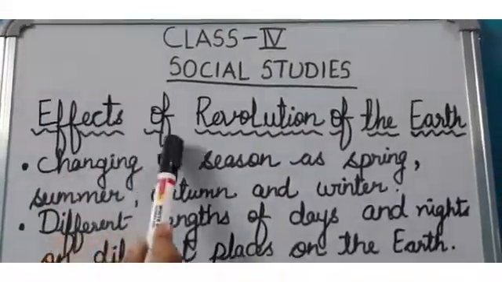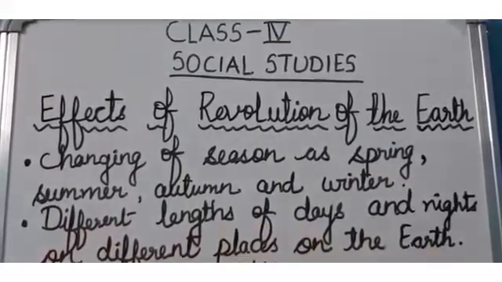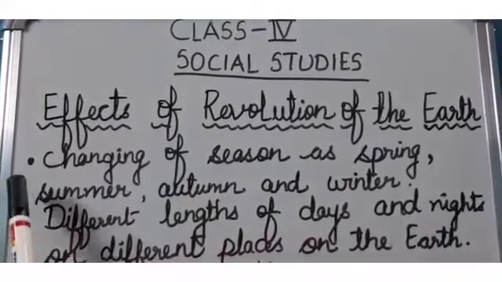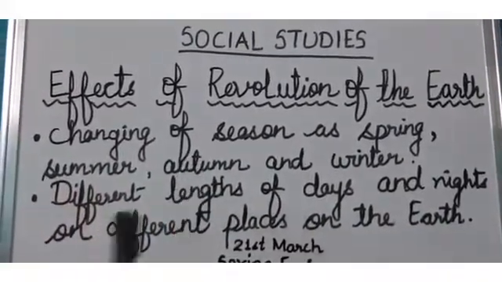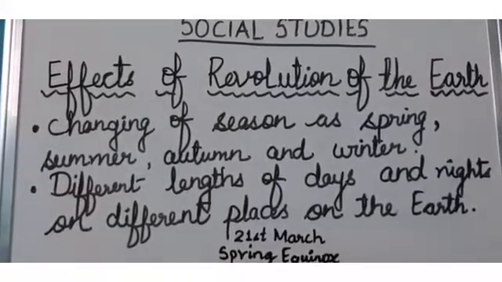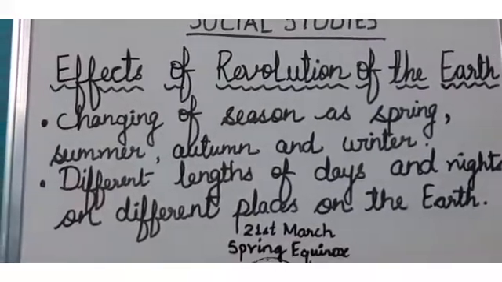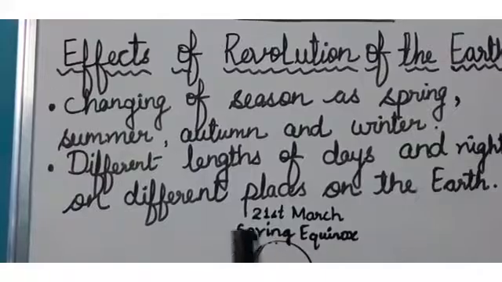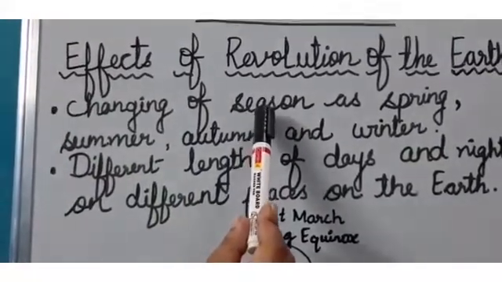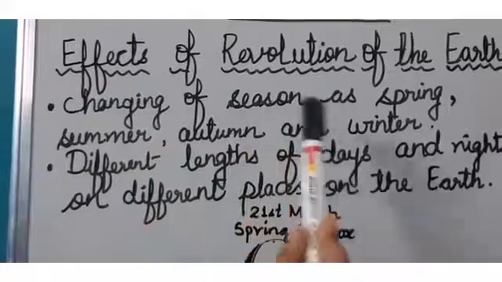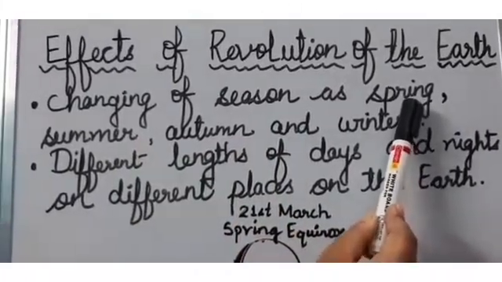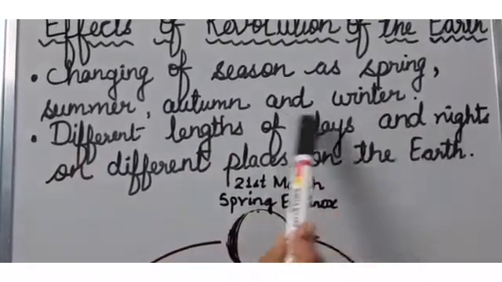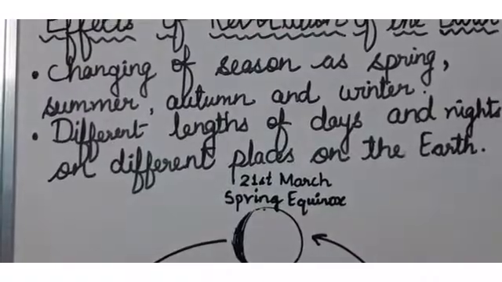Then come the effects of the revolution of the Earth. When the Earth revolves around the Sun, there are some effects. First is the changing of seasons. Just like rotation causes day and night, when the Earth revolves around the Sun, the seasons change. Spring season comes, then summer, then autumn, and then winter. These season changes happen because of the revolution of the Earth.